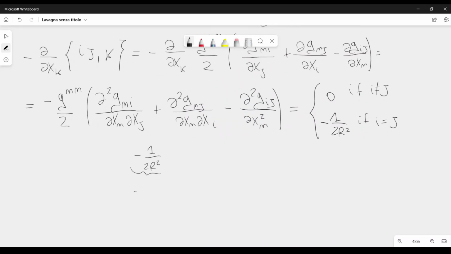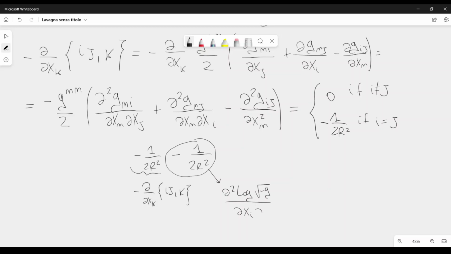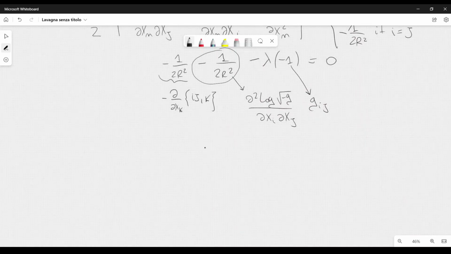So this is equal to minus derivative with respect to xk of Christoffel ijk. Then we also get another minus 1 over 2r squared, and this term comes from the second derivative of natural log square root of minus g with respect to xi and with respect to xj. Then we get minus lambda times minus 1. This comes from gij, where I is equal to j, equal to 0, because on the right we have the energy components of matter. So all in all, we get that lambda should be equal to 1 over r squared, and also lambda equal to k rho over 2.